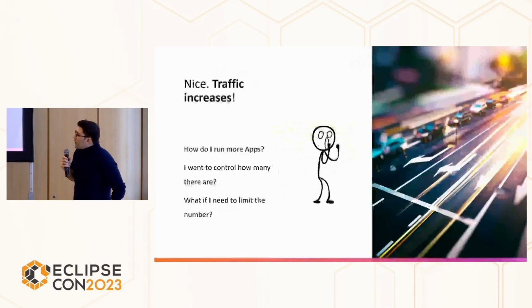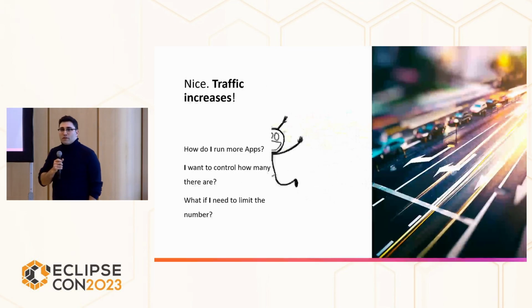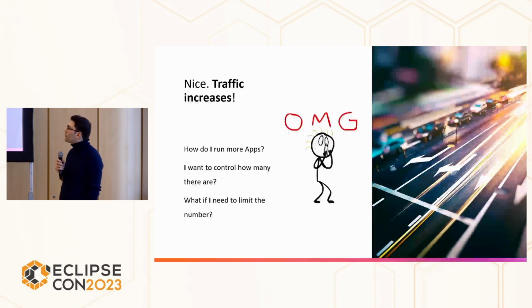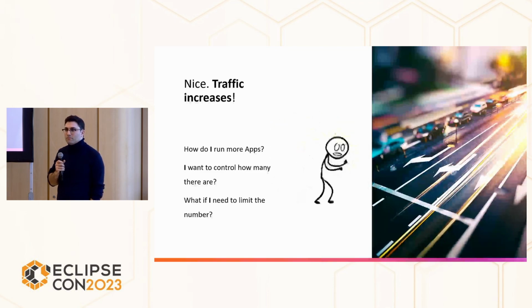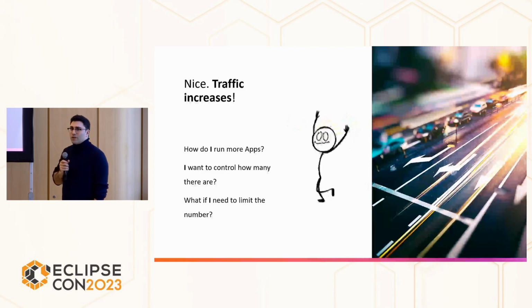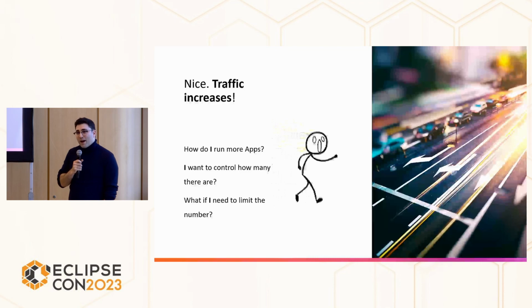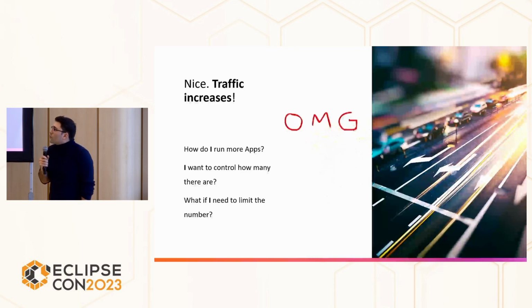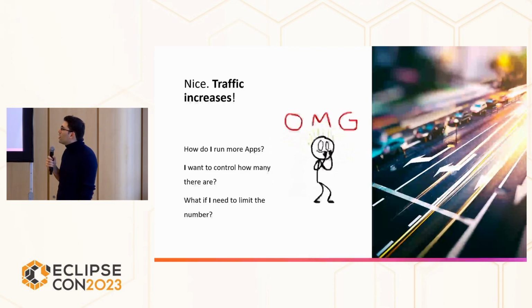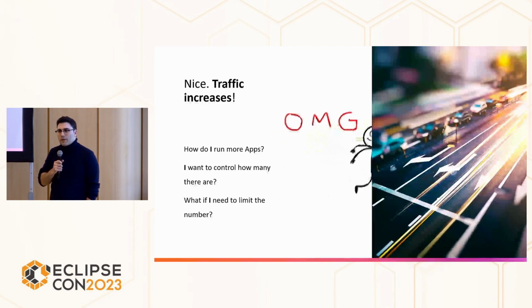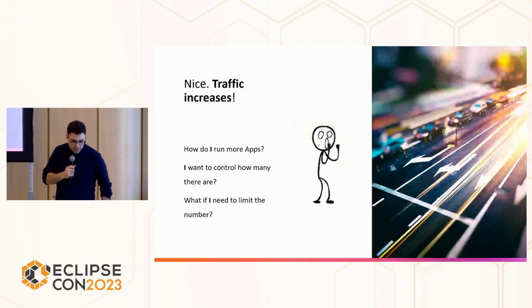Now, we have managed to connect those services. It's all working. We're up there. But you can see the traffic increases. And we're scared, even though it's a good thing. We're happy, but we need to control how many instances there are, what if we need to limit the number, and how do we run more apps? I mean, that is kind of complicated, right?